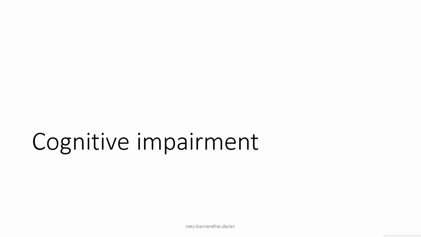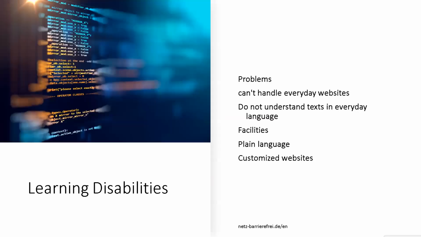Let's take a look at cognitive disabilities. One famous thing is learning disabilities, for example, Down syndrome. People who have this disability have problems to interact with complex user interfaces, and they also need, in many cases, easier understandable language, for example, plain language.